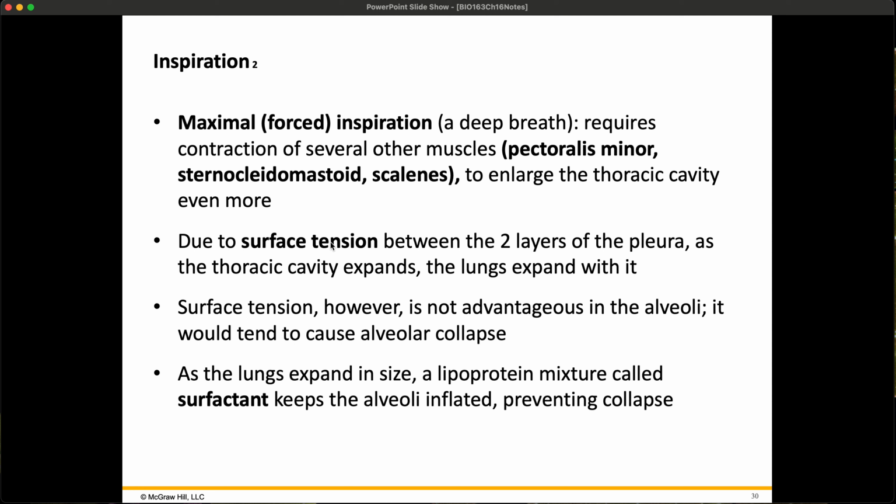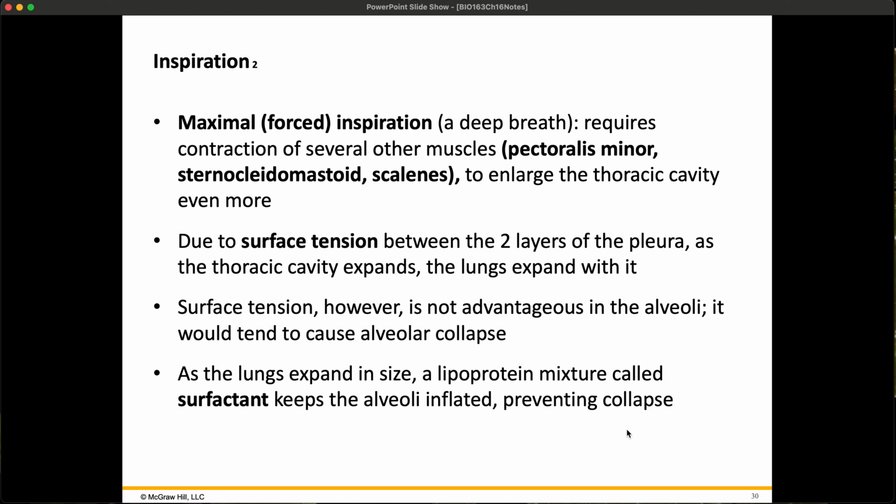Because you have that surface tension between the layers of the pleura, the visceral and parietal pleura, the lungs keep expanding with it to make them bigger. Without the surface tension, though, it is not advantageous to the alveoli. It would tend to cause them to collapse. So that increase in pressure would cause sometimes the alveoli to collapse down, especially as you exhale. And so surfactant is something that is produced to keep the alveoli inflated, preventing their collapse.